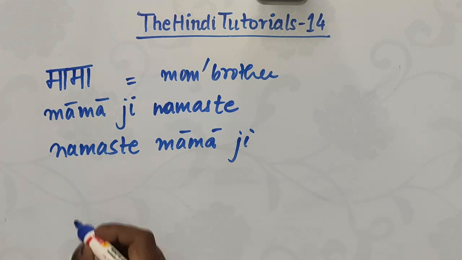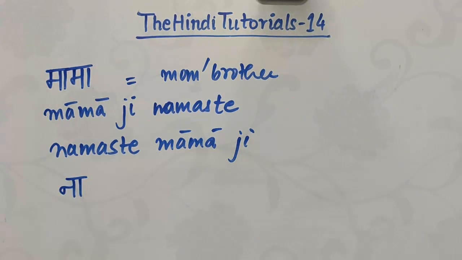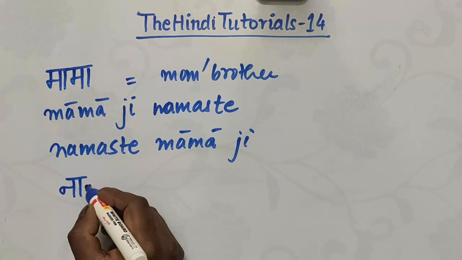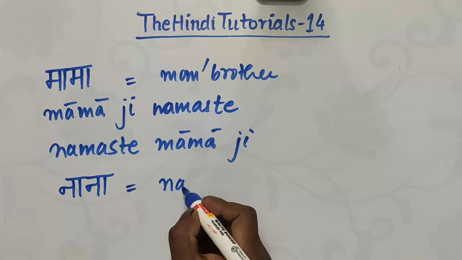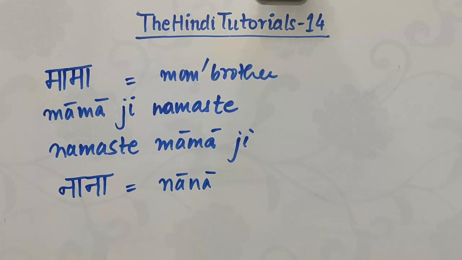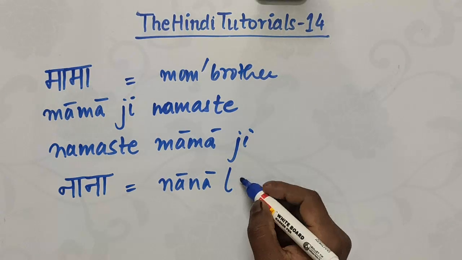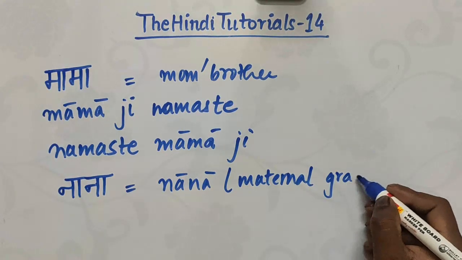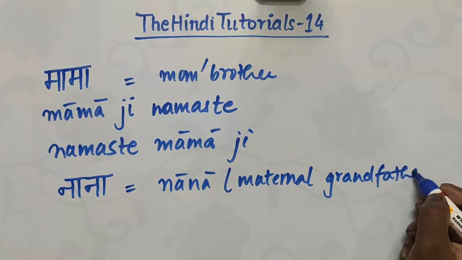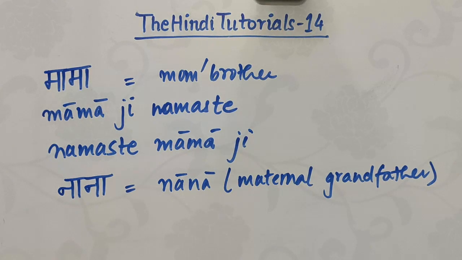Similarly, this is Na, and this is another Na, which makes it Nana. Nana means mom's dad, that is maternal grandfather. Okay, so Nana ji is mom's dad, Mama, Nana. ठीक है?